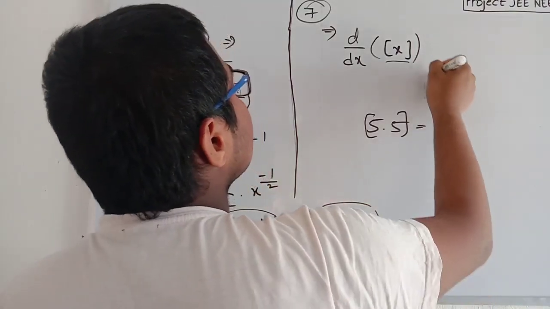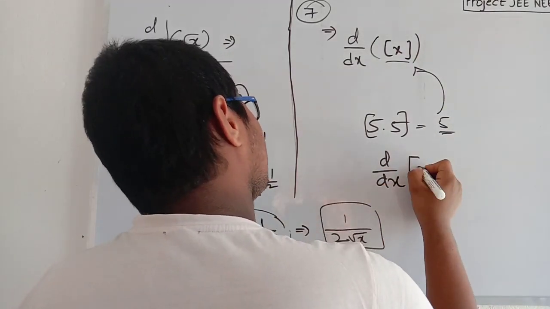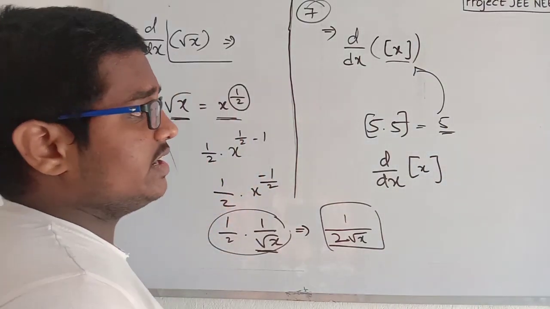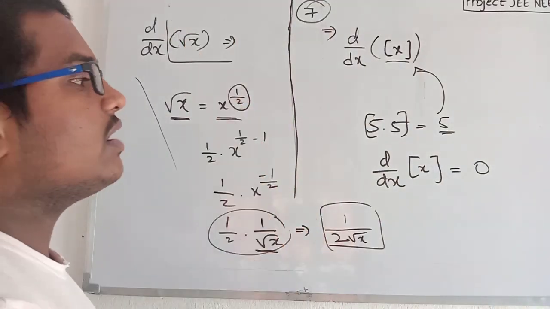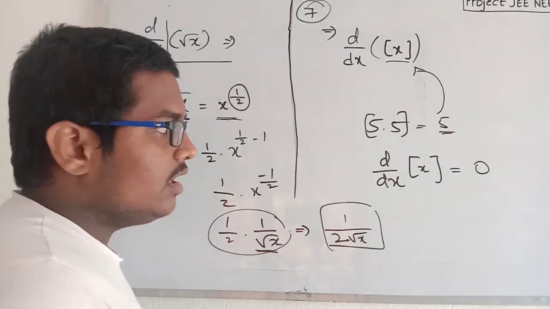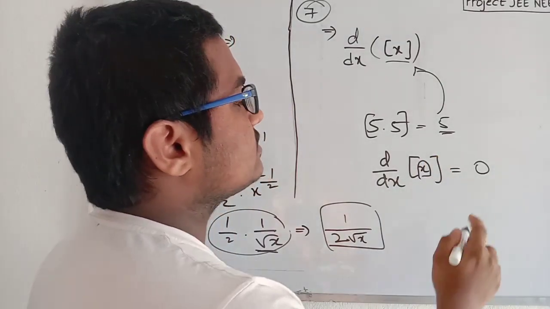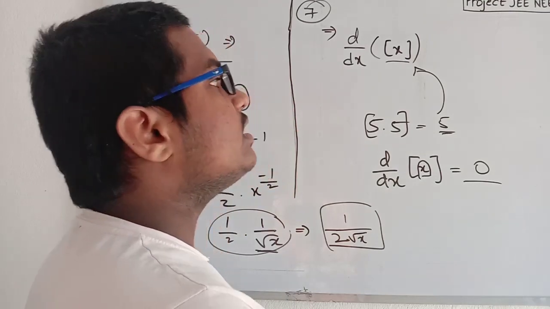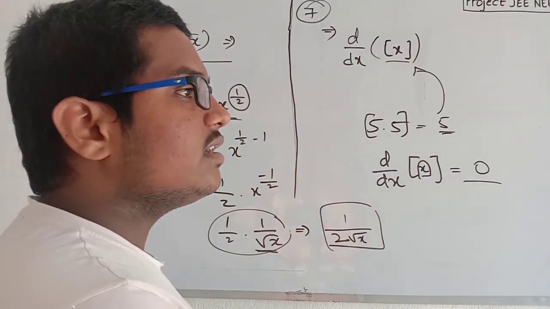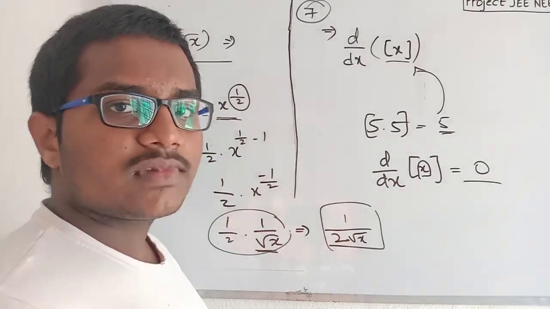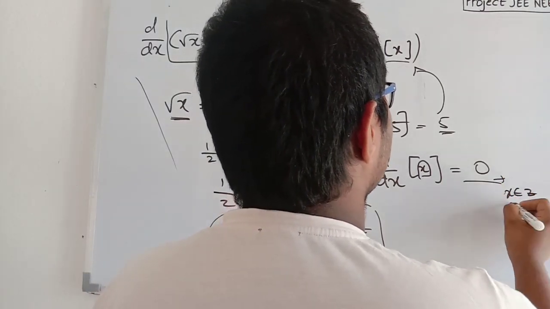So if we calculate the d by dx of x, which is constant, then we obviously get 0. According to the first formula we have learned, d by dx of a constant is 0. If we have a constant, the d by dx is 0 here, because the greatest integer function will give you the integer, which is a constant. So this is the first possible case, when x belongs to integers.